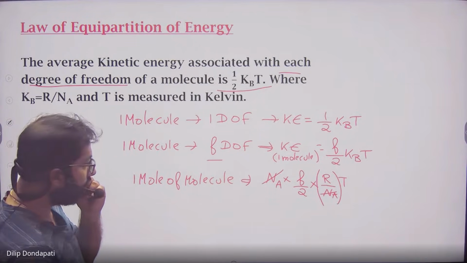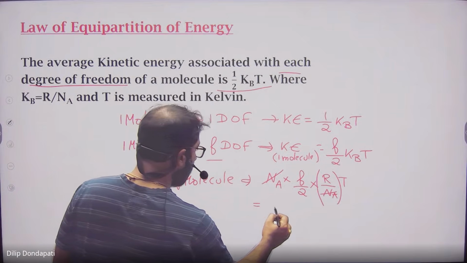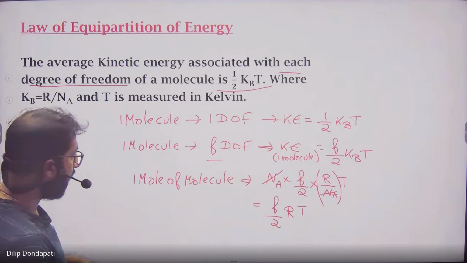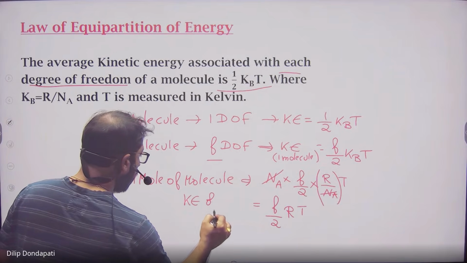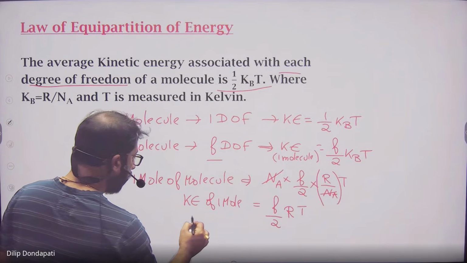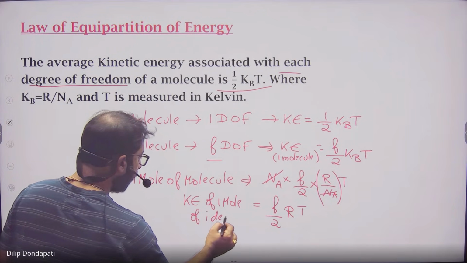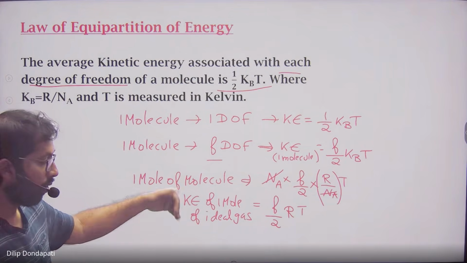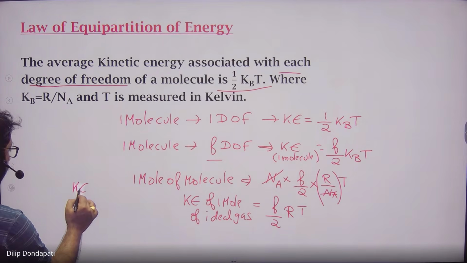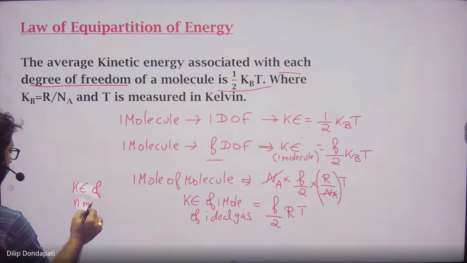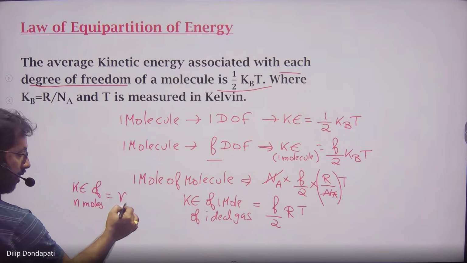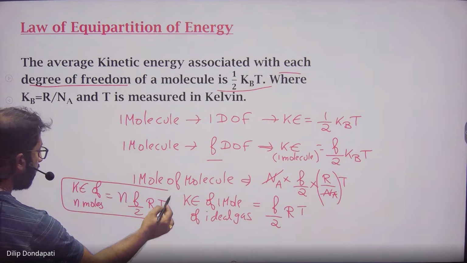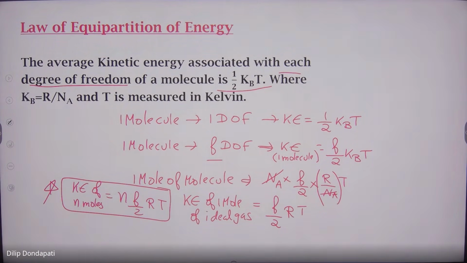So what did you get? Na gets cancelled, giving F by 2 RT. This is the kinetic energy of 1 mole of ideal gas, where F is the degree of freedom. But I want the kinetic energy of n moles. That will be n into F by 2 RT. This is the formula for kinetic energy of n moles, a famous formula.